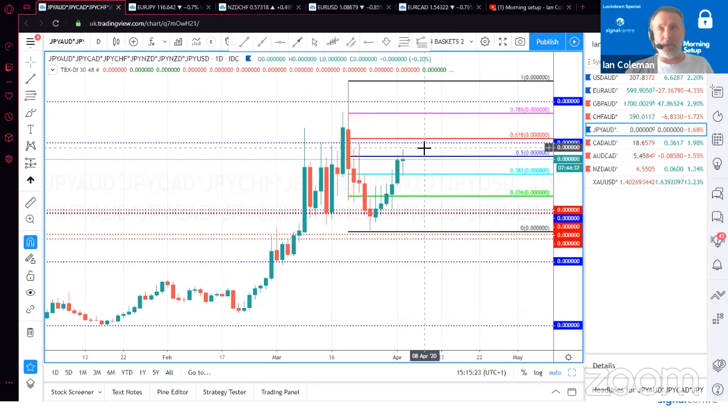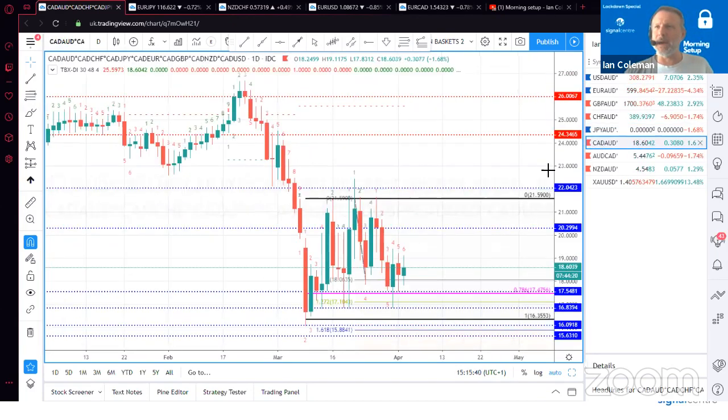But how long for? Well, I'm going to be watching this level. But when I start to sell yen, I need another currency on the other side that tells me that I should be buying it. Okay, not just any yen pair, if you see what I mean.